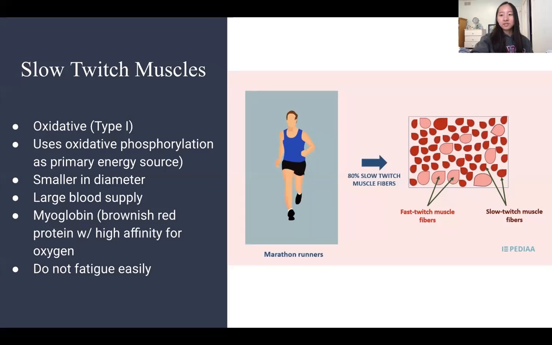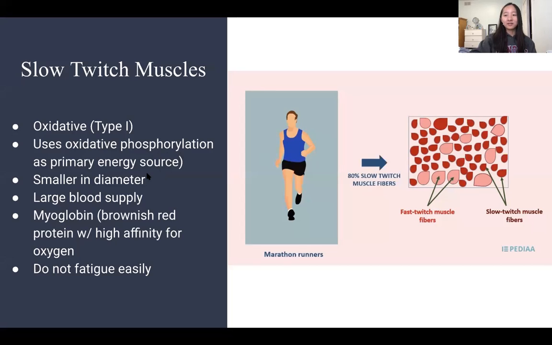These are the slow twitch muscles, and they're dark red, like I said, because they have a lot of myoglobin. And so that helps us to have a steady source of energy. Slow twitch muscles are also smaller in diameter, and they don't fatigue as easily. They have a large blood supply, and they use oxidative phosphorylation as their primary energy source.